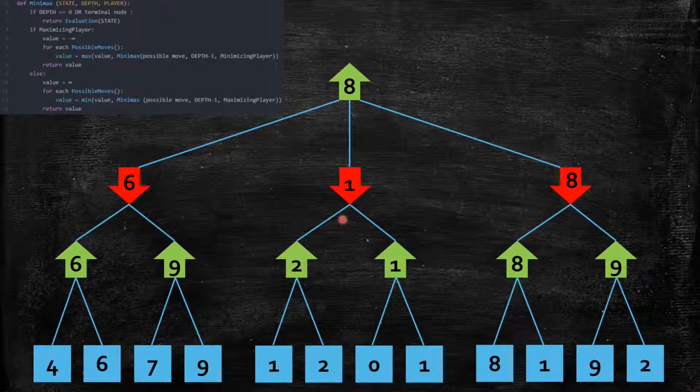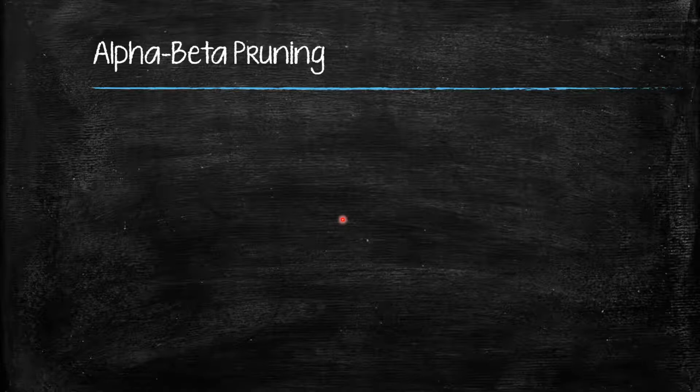And this can be made faster. You might have noticed at times that there were points where we didn't really need to look down the tree because we already knew that whatever we were doing was never going to be chosen. And this is where alpha-beta pruning comes in.